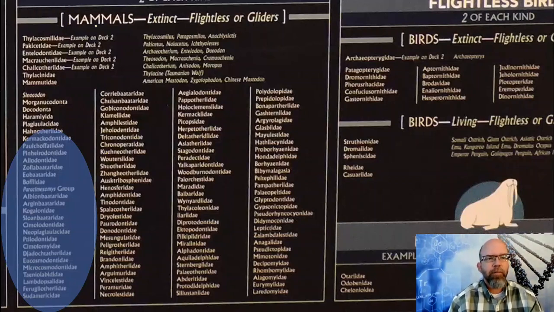And so here is just a portion of that list. Here are the mammals that are extinct, that are flightless or gliders. And so all of these different names here represent different families of organisms from the fossil record. None of these are alive, so these are all extinct groups. And what I've highlighted here in blue, these are all the extinct groups, families, that are members of the tuberculates.